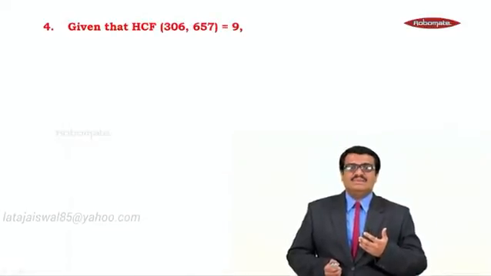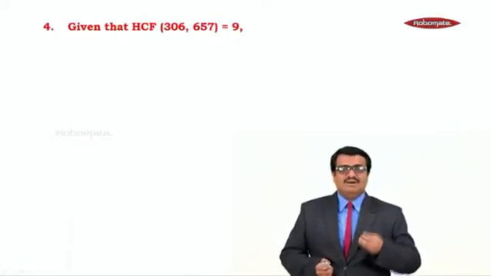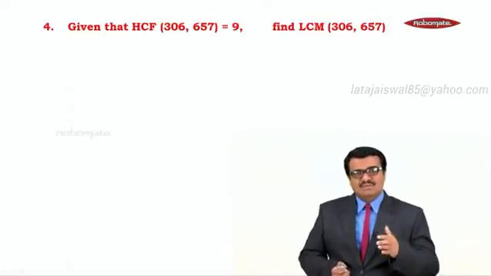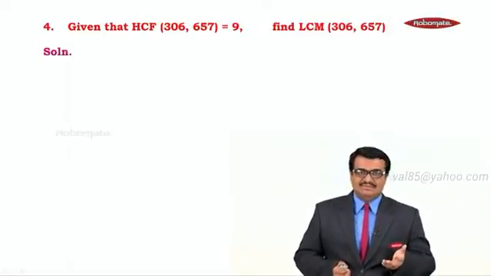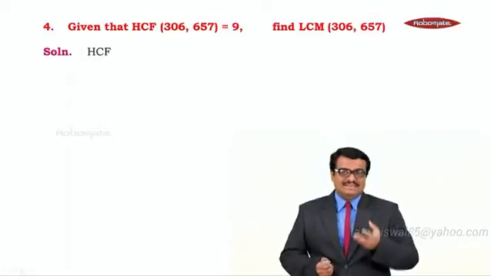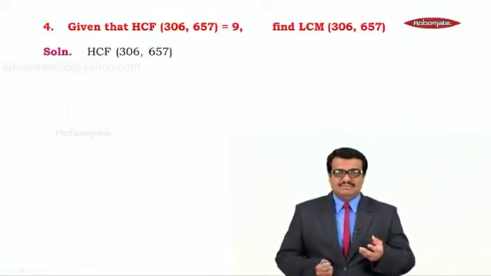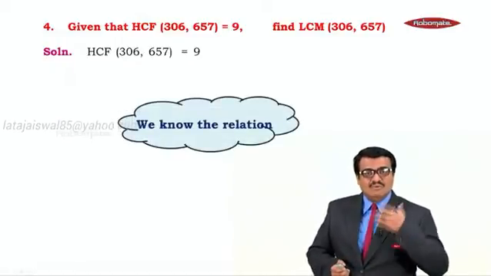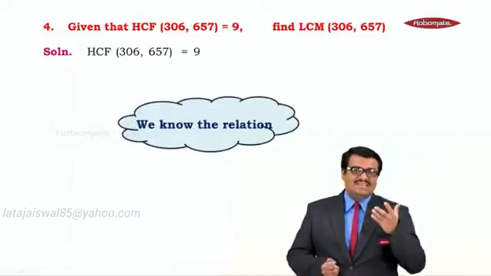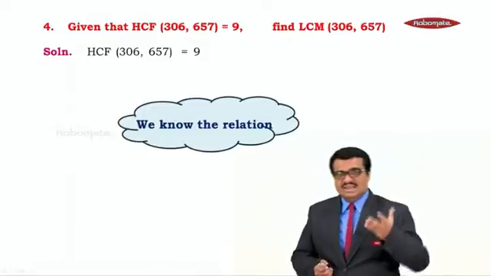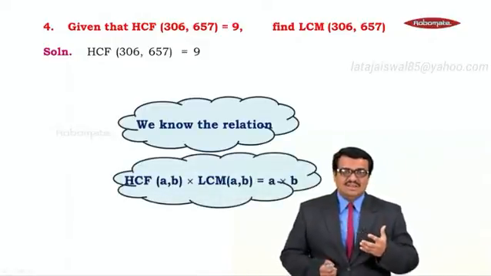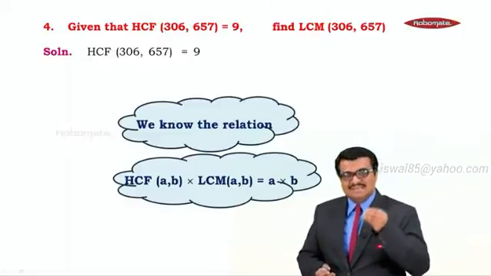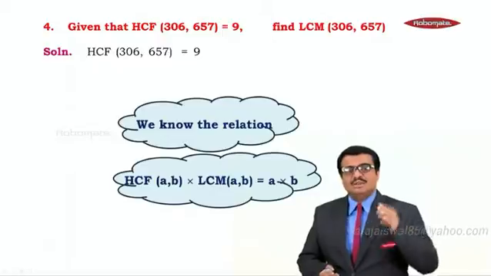The next question: given that HCF of 306 and 657 is 9, find the LCM of 306 and 657. Now HCF of 306 and 657 is 9, which is given to us. We want to find the LCM, and for LCM we know one relation which connects HCF and LCM. HCF of two numbers A and B into LCM of two numbers A and B is equal to the product of the two numbers A and B.